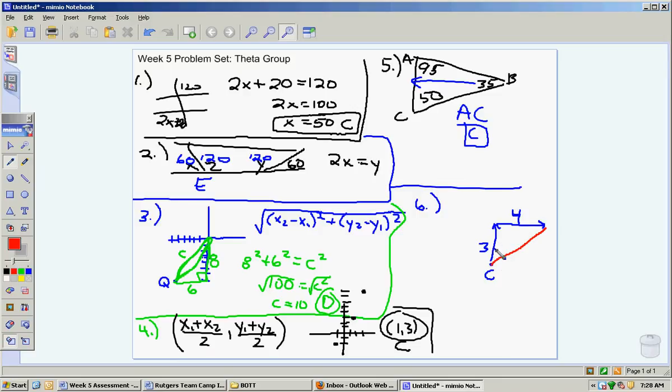If you don't remember that automatically, then you're doing Pythagorean theorem. Leg squared plus leg squared equals hypotenuse squared. 3 squared is 9, 4 squared is 16, 9 and 16 is 25. So we're saying C squared equals 25, square root both sides, and we get C equals 5 that way as well.